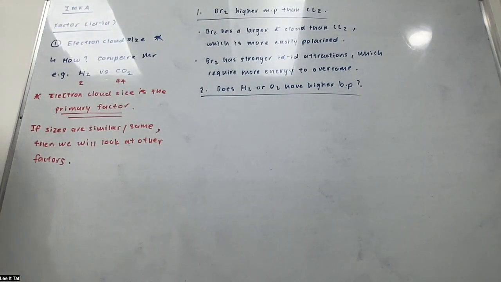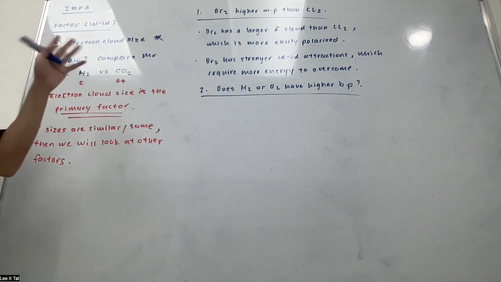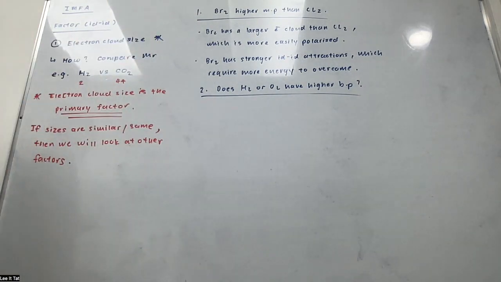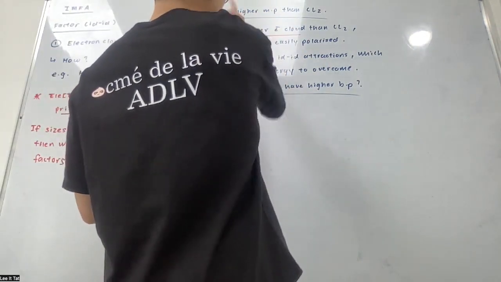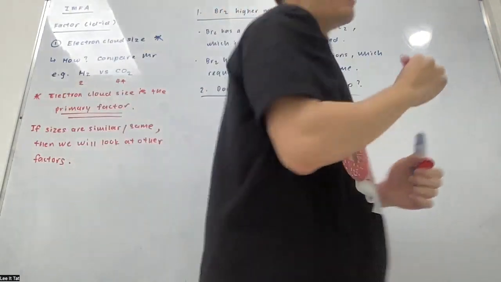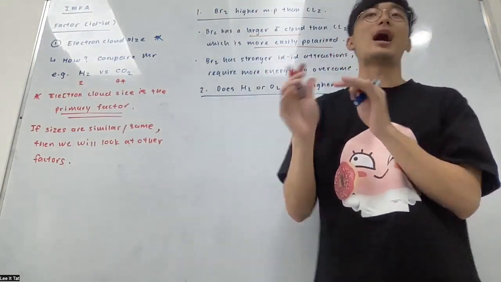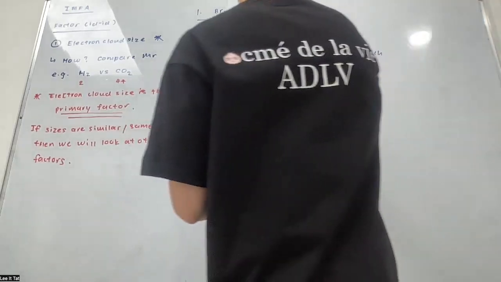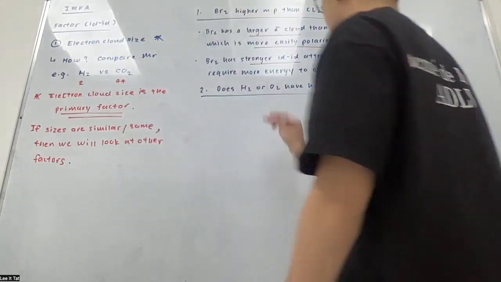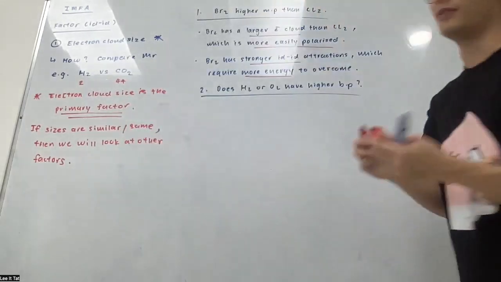Okay, so let's look at the first question. It's that short, two bullet points can finish. I'm just going to highlight the keywords which you should check for. Larger electron cloud is bromine, more easily polarized. They must come hand in hand. Because it's more easily polarized, you will form stronger ID-ID attraction, requiring more energy to overcome.